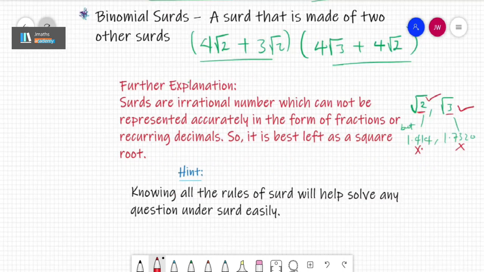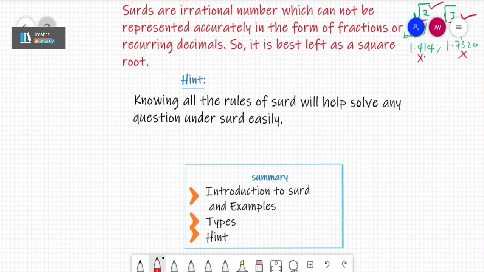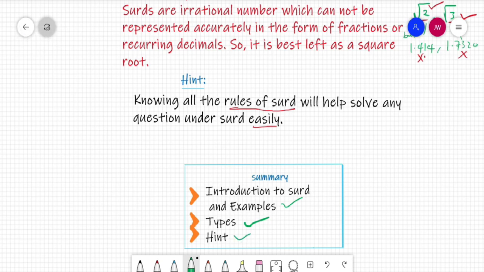Now finally, I have a hint for you. Knowing all the rules of surd will help you solve any question under surd easily. Finally, for the summary of our class, I introduced you to surd, listed the examples we have, gave you the types we have, and finally I just gave you a hint.